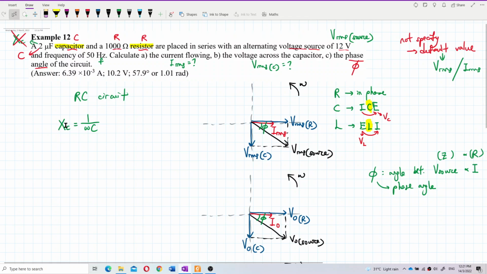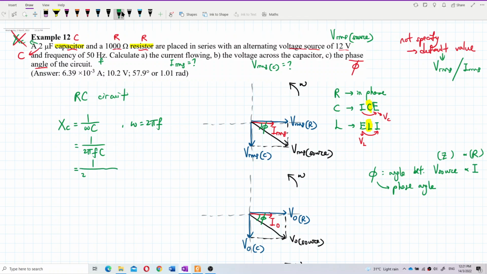Okay. Let us first find the XC. We will need this value XC. XC is 1 over omega C. Omega is 2 pi F. Okay, put in the value. 2 pi, frequency is 50 hertz, capacitance is 2 microfarad. Micro is exponent negative 6. So 2 exponent negative 6 farad.